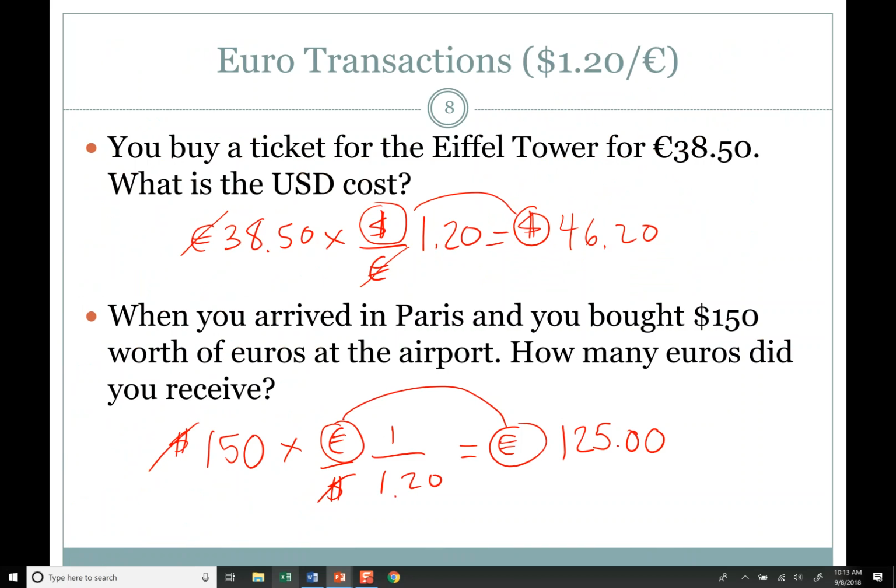So the price of a ticket to the Eiffel Tower is 38.5 euros. If the exchange rate is $1.20 a euro, what did it cost you in dollars? Let me show you the easiest way to do any transaction. You'll never get it wrong, ever.